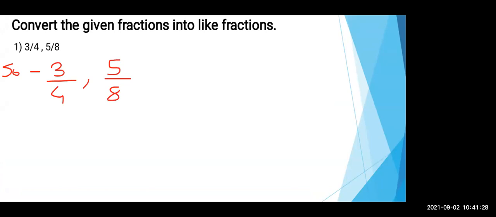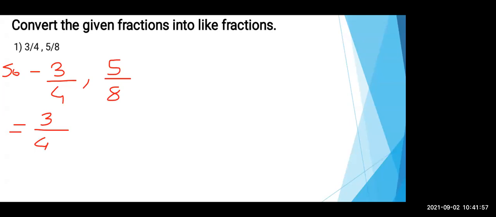No, very good. Here the denominators are not the same, because in one fraction it is given 4 and in another fraction it is given 8. Now what we have to do, we have to convert these fractions into like fractions. Like fraction क्या होता है, जहां पे हमारा denominator हमको equal करना है. So we'll think what we should do. Now first it is given 3 upon 4.